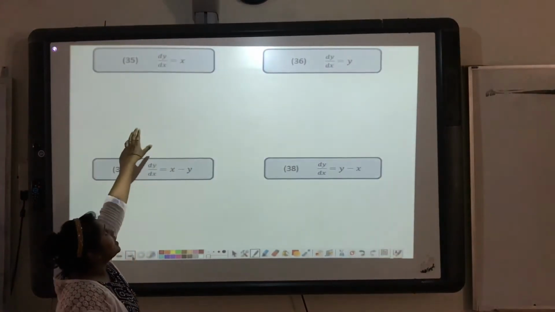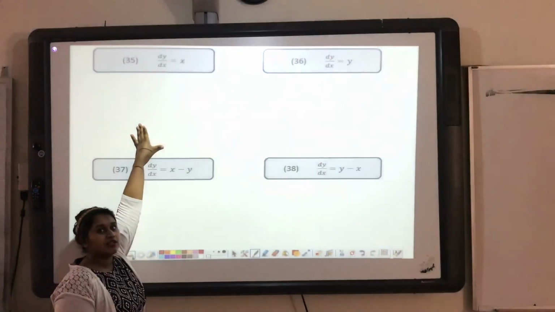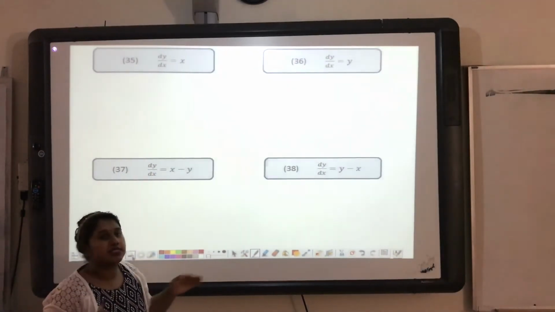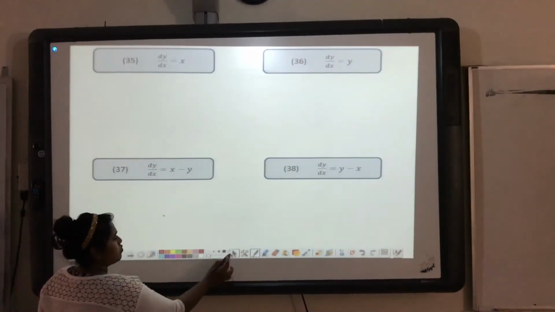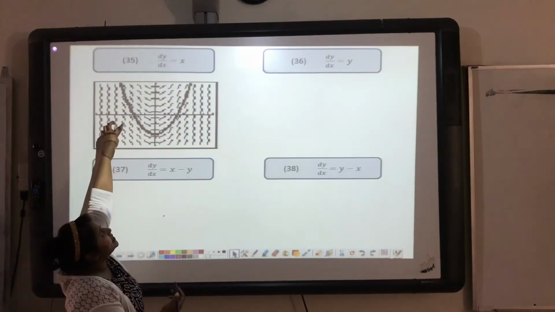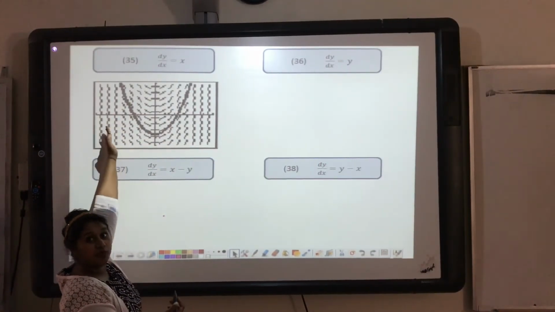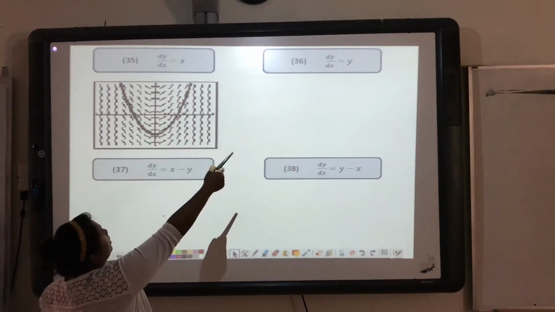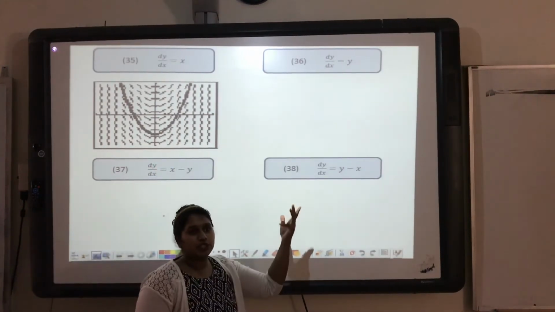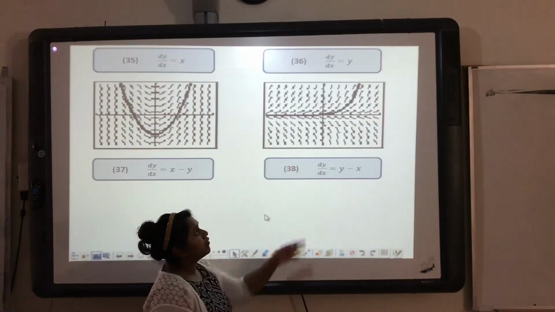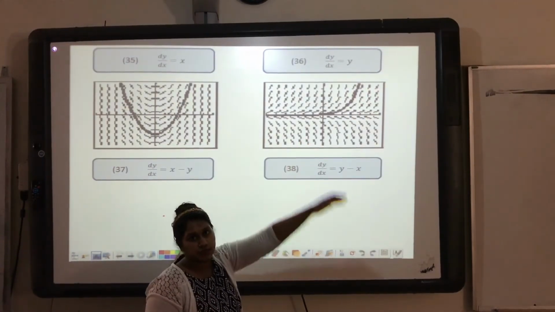Sorry about that. So the integral of x is x squared. So what you're going to look for is a slope field that resembles x squared. Well, would you look at that? I see a parabola as I look at these slope fields, don't I? Okay. What about over here, question 36? Well, that would just be y squared. So I have to look for the square root of, all right?